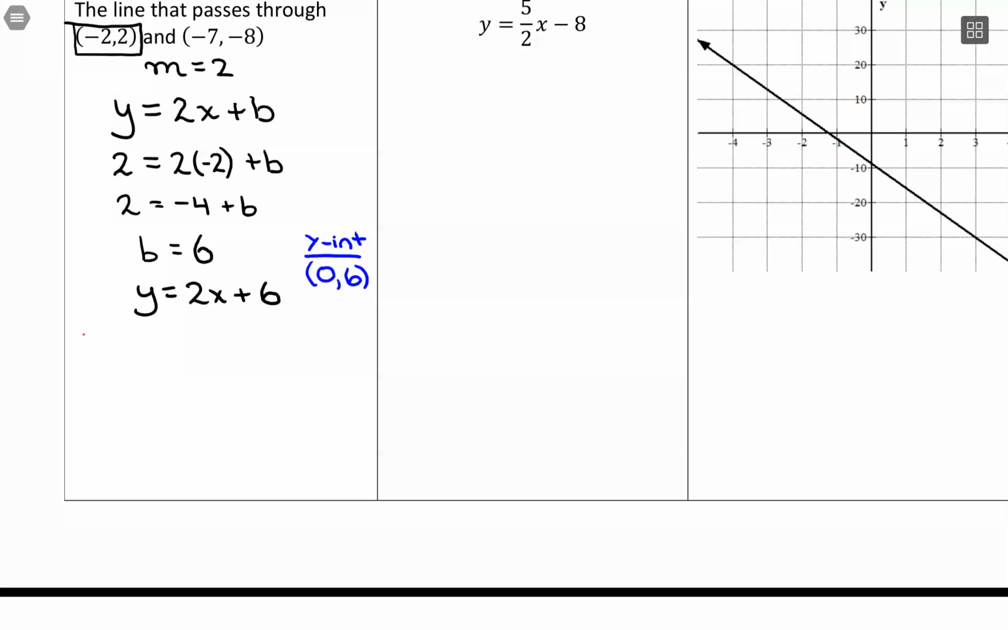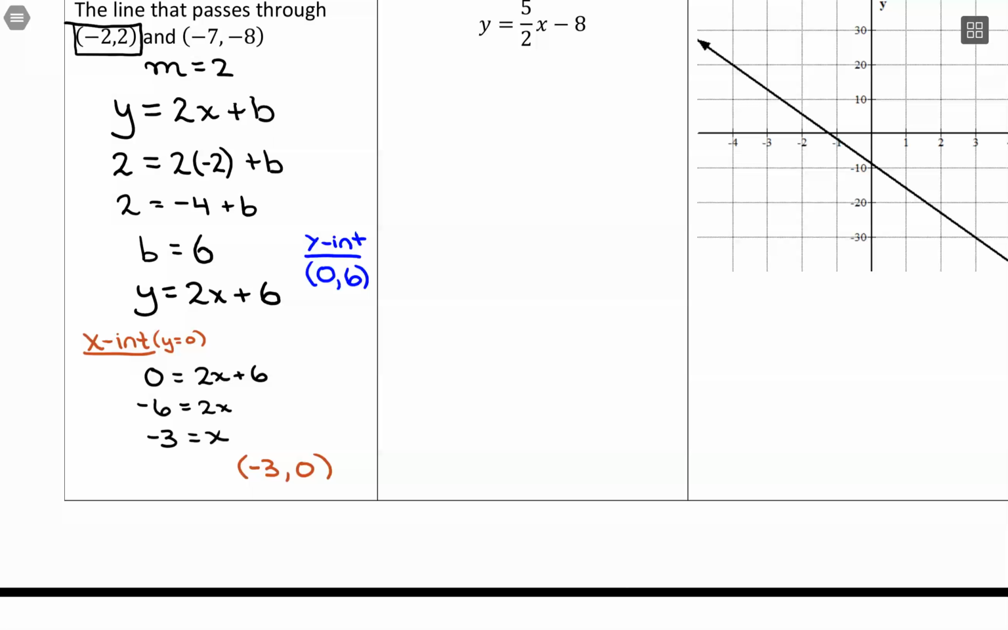What we still need is the x-intercept. And with that, what we can do is plug in y equals 0. So what I'm going to do is plug in 0 equals 2x plus 6 and solve. So that would be -6 equals 2x. Divide by 2, and we have -3 equals x. So that would give me an x-intercept of (-3, 0).